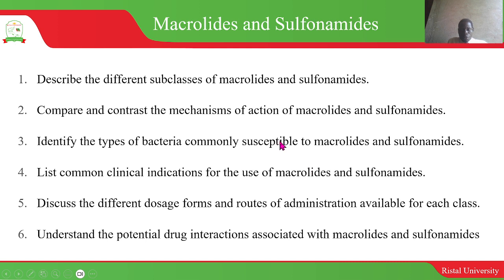By completing this lecture, you'll be able to describe the different subclasses of the macrolides and the sulfonamides, compare and contrast the mechanism of action of macrolides and sulfonamides, identify the types of bacteria commonly susceptible to them, list the common clinical indications for their use, discuss the different dosage forms and rules of administration available for each class, and understand the potential drug interactions associated with the macrolides and the sulfonamides. Let's get started.